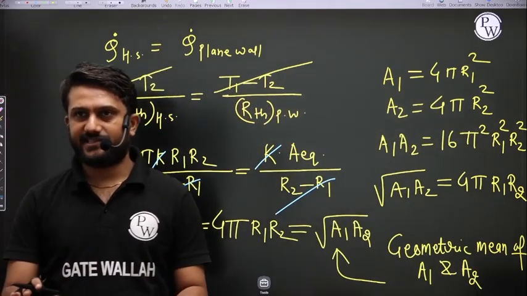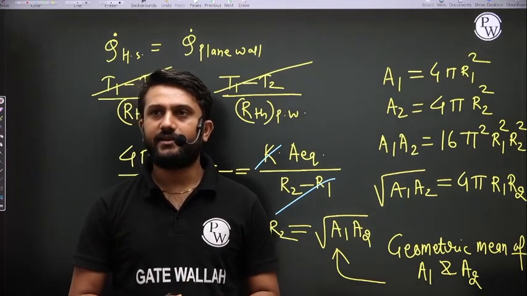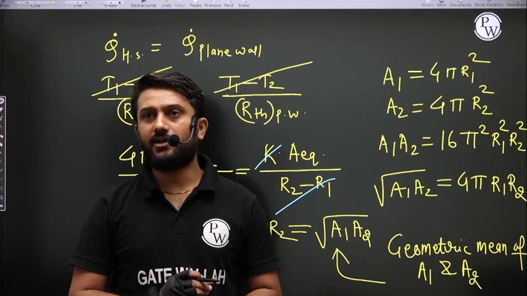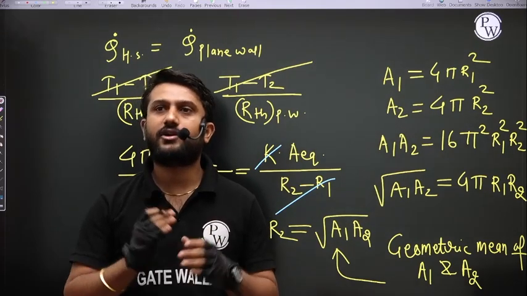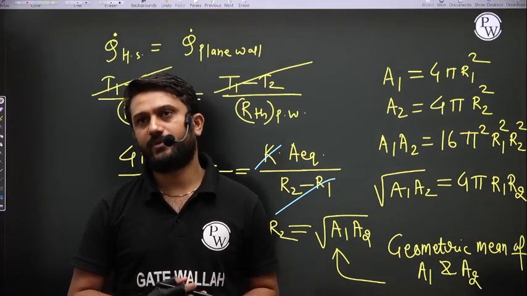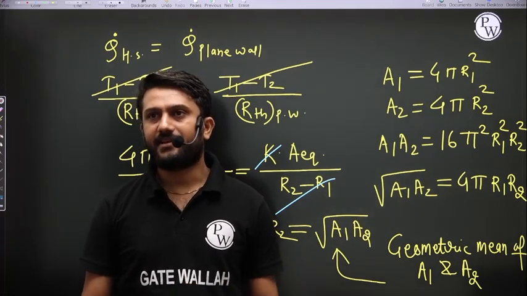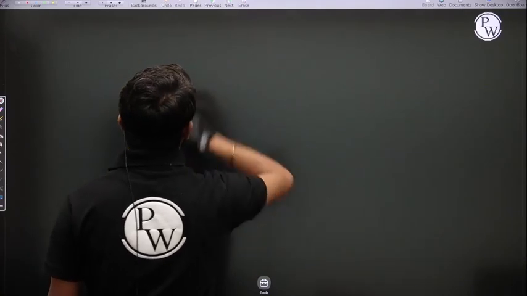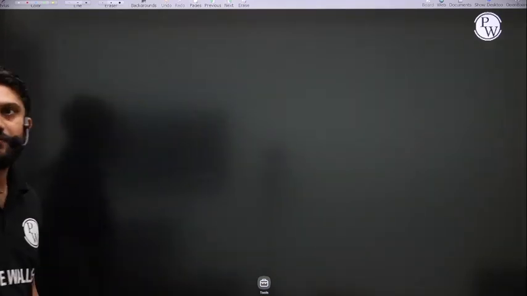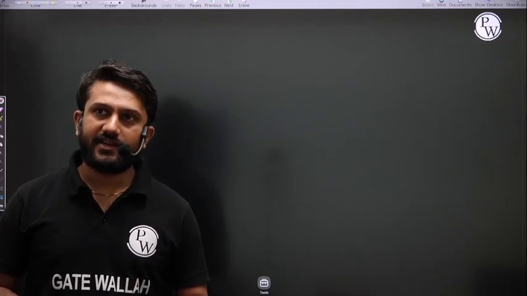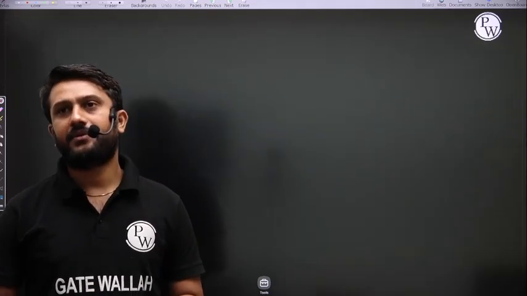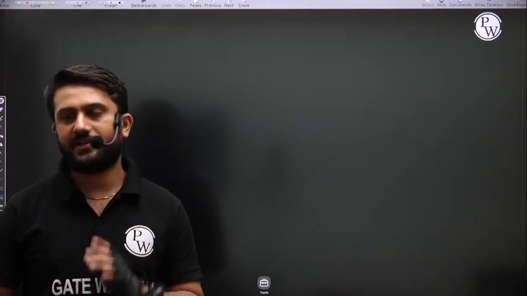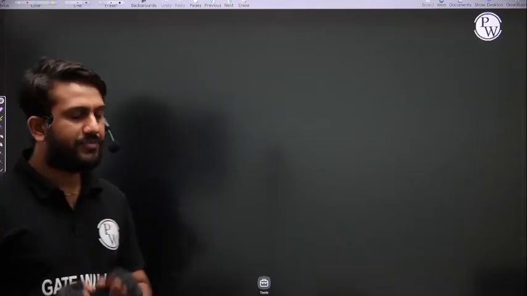So in the case of the hollow sphere, what is the equivalent area? The geometric mean of A1 and A2. In the case of the hollow cylinder, what is the equivalent area? That is the logarithmic mean area. Is it clear? So that is the equivalent area concept for the hollow sphere, and the significance is the same as I already discussed for the hollow cylinder. Now come to the next.